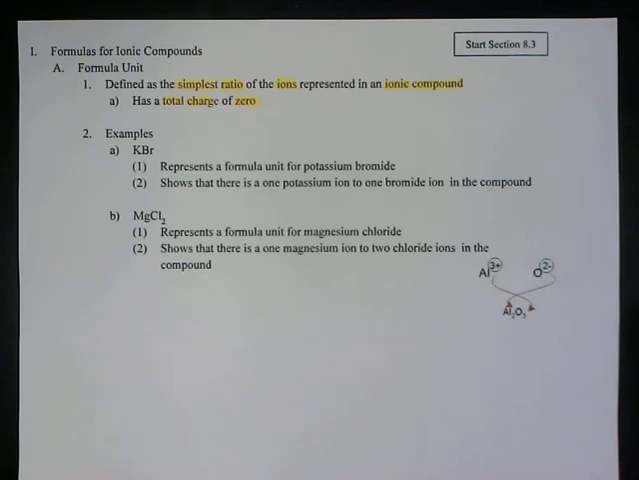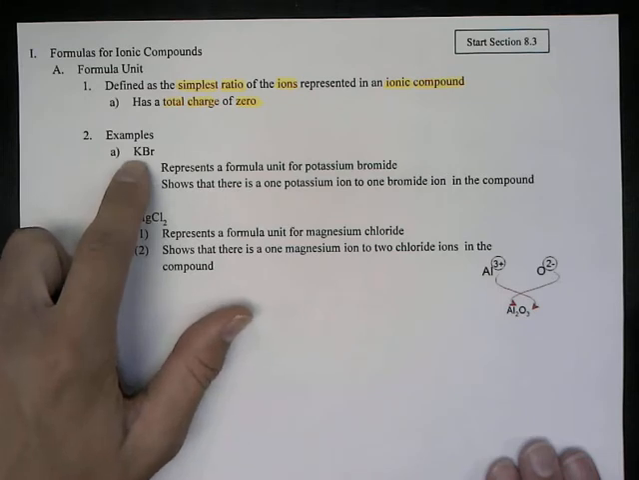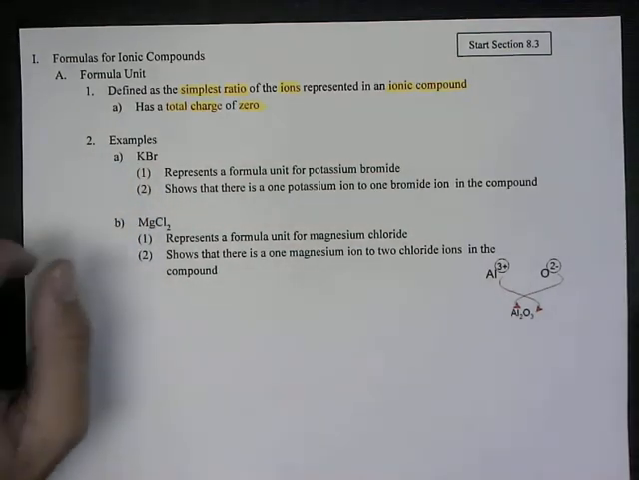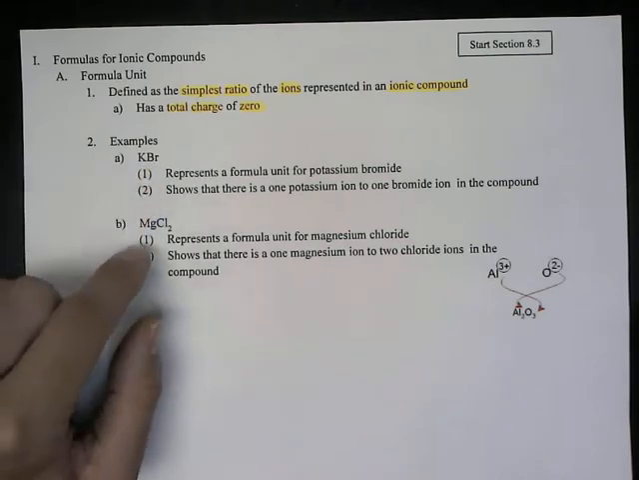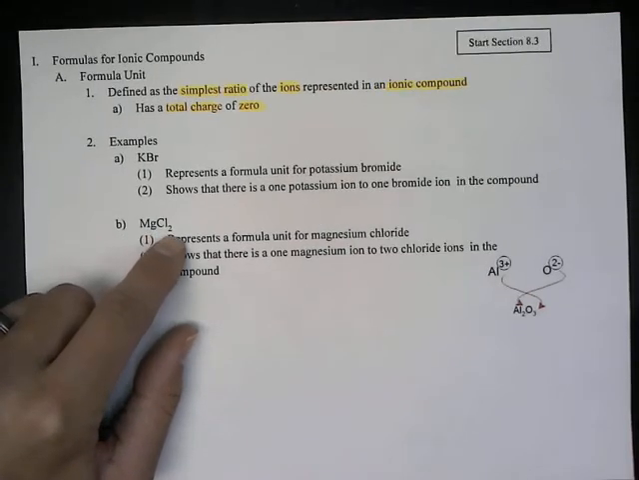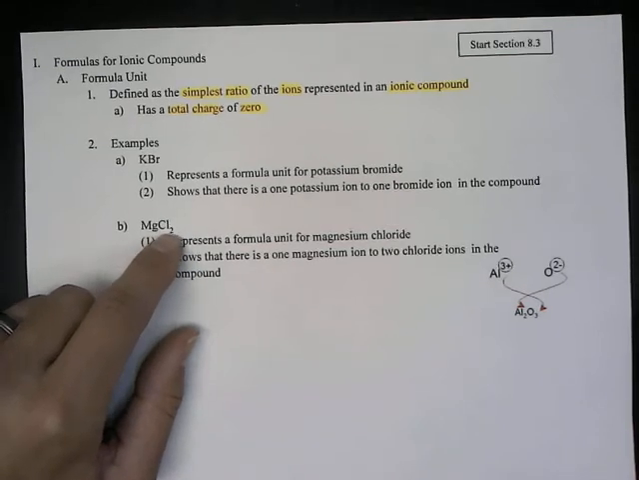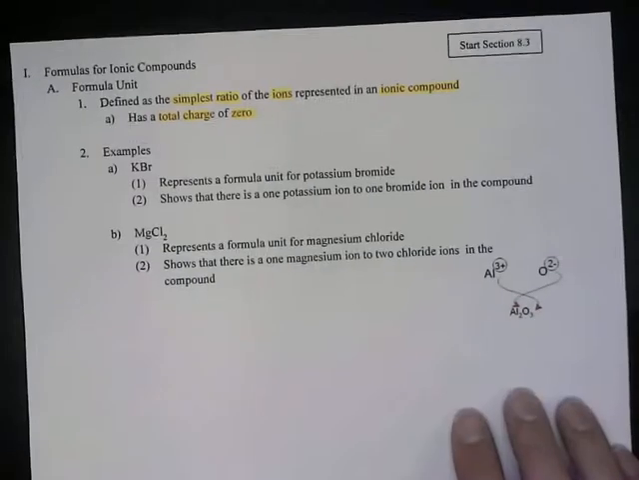Our examples here are KBr, or potassium bromide, which shows that there is 1 potassium for every 1 bromine. Now, magnesium chloride shows that there's 1 magnesium for every 2 chlorides. These little small numbers down below here are your subscripts. Now, if no subscript is written, we assume that we have a value of 1. So magnesium, no subscript, value of 1.